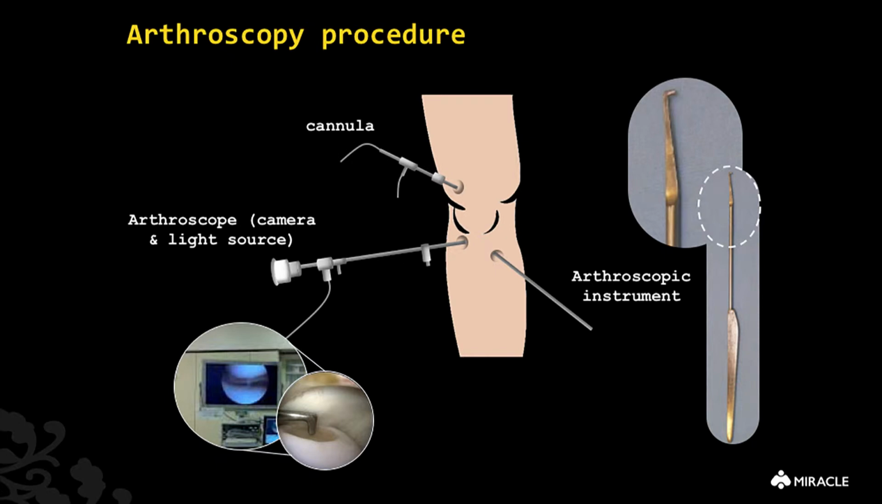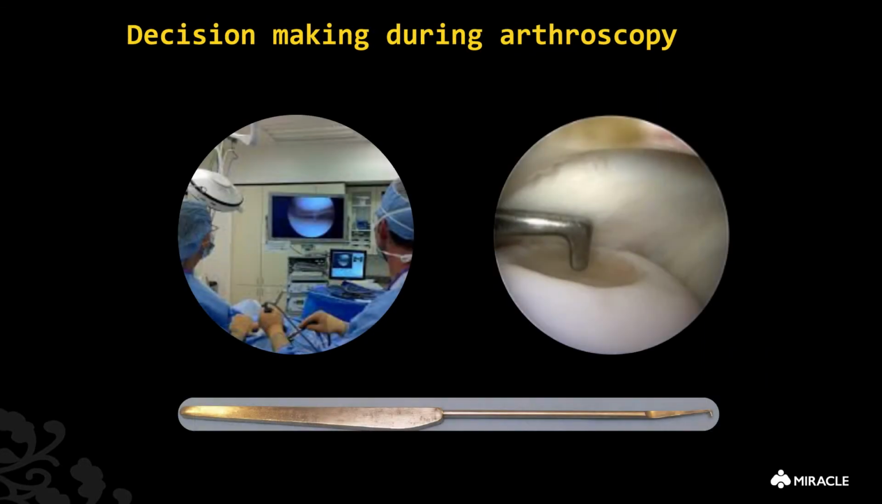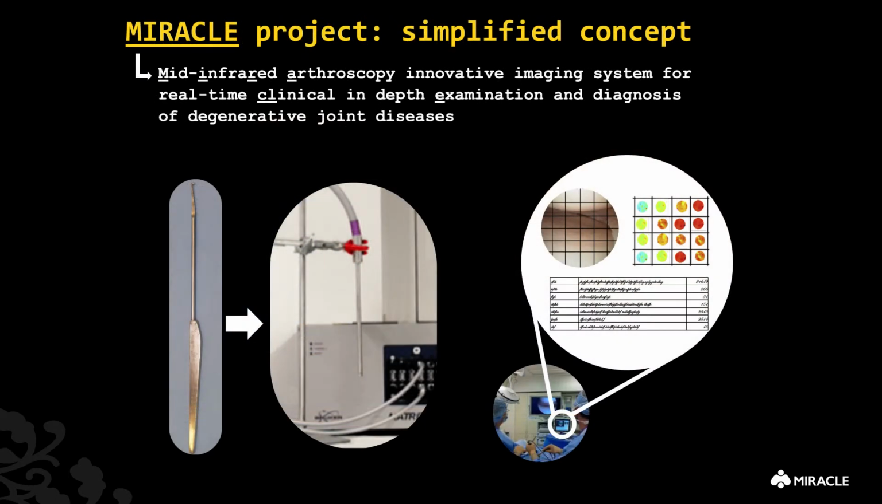The arthroscopic instrument used by the doctors nowadays looks like a metal hook. So during the surgery, the doctors will examine the cartilage by visual inspection using the video camera, and then they will feel the cartilage with the hook and define if it's soft or if it's hard. And based only on these two parameters, the doctor will decide how to proceed.